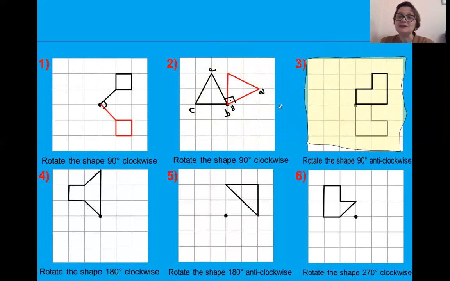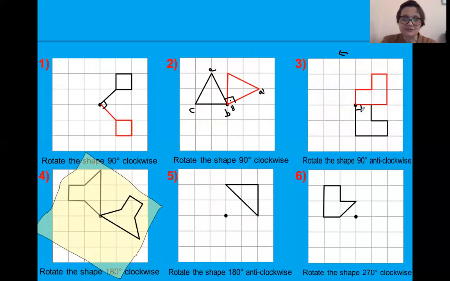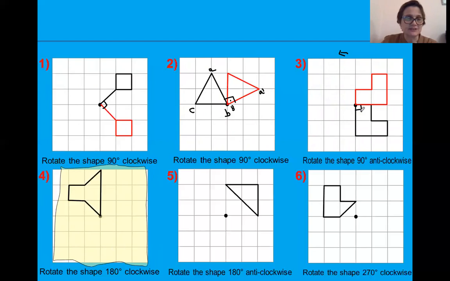It is anti-clockwise, which means you need to turn it this way to the left, 90-degree angle. And this is the 90-degree angle. Let's have a look at the next shape. The more complicated the shapes are, so let's have another look at this shape as well.